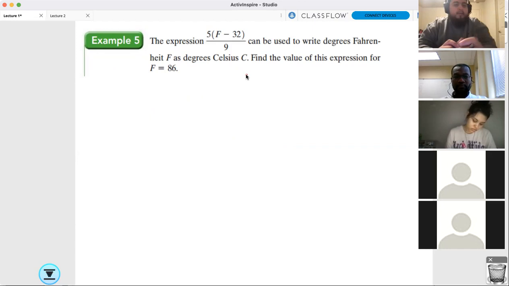The expression 5 times parentheses F minus 32, over 9, can be used to write degrees Fahrenheit F as degrees Celsius C. Find the value of this expression for F equals 86.